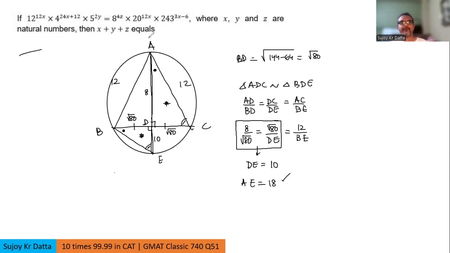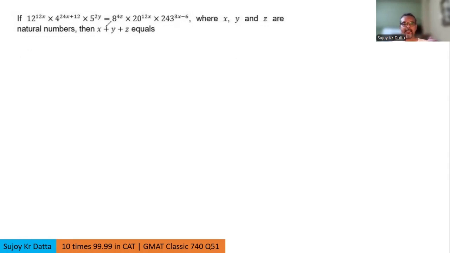So here we have an exponents question. We have to just basically equate the powers of the primes. On the left hand side, we have 12, which is 2 squared. So that means 2 to the power 24x will come, 3 to the power 12x. And 4 means basically 2 to the power, again double, 48x plus 24, times 5 to the power 2y.